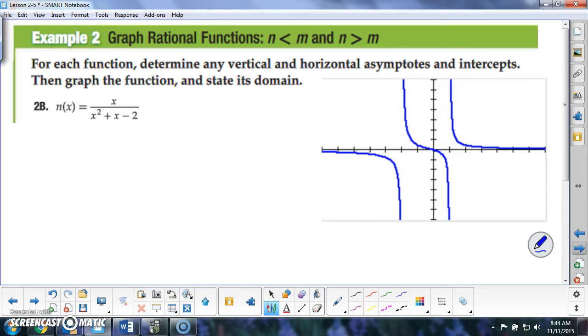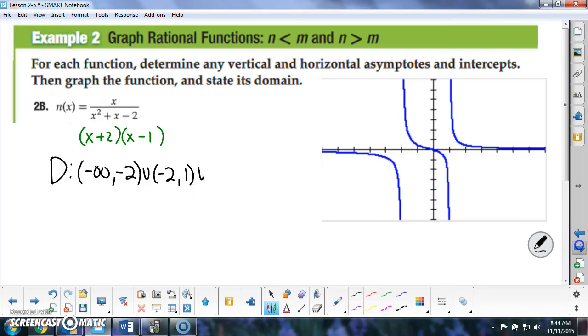Last example. Same direction. For each function, determine any vertical and horizontal asymptotes and intercepts, and then graph the function and state its domain. Now, on this one, we take the denominator, and we'd want to factor it. So when we see it in a factored form, it's much easier to identify the domain. So now the domain is all numbers except for -2 and +1. So that would be my domain. Because if I put in -2, if I put in +1, I'd get 0 in the denominator.